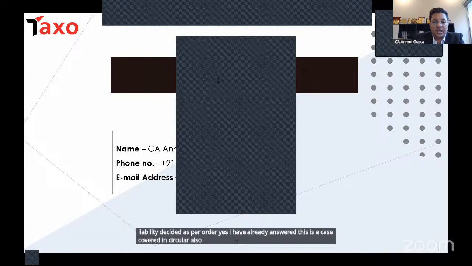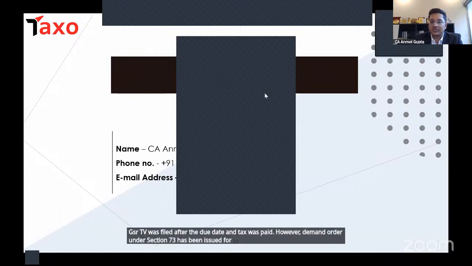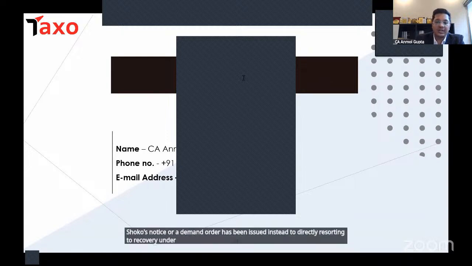Mani Maran Nagarajan ji asked: GST 3B was filed after the due date and the tax was paid. However, a demand order under Section 73 has been issued for it. Sir, again, this is a case of Section 75(12). The circular says Section 75(12) is not covered. This has been clarified in the circular that these cases are not covered under the scheme. But I feel that if a show cause notice or a demand order has been issued, instead of directly resorting to recovery under Section 79, it should be covered.